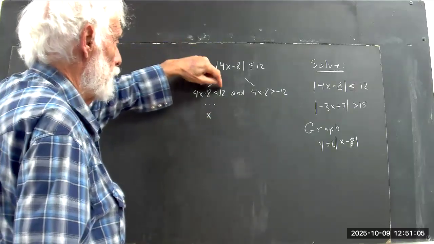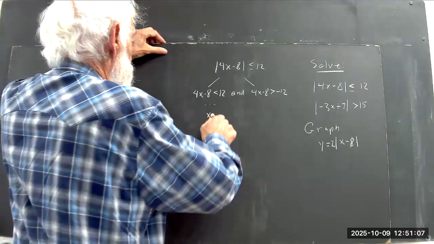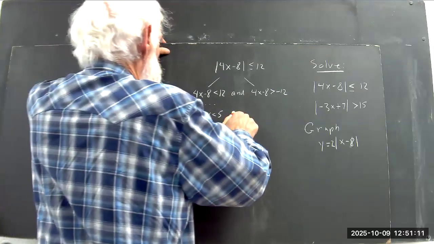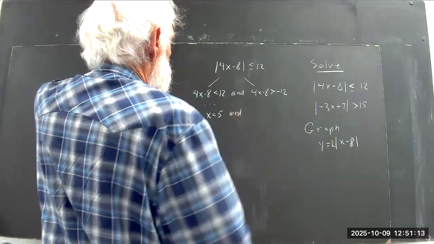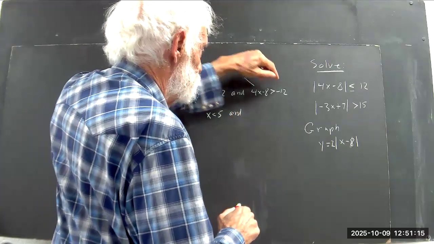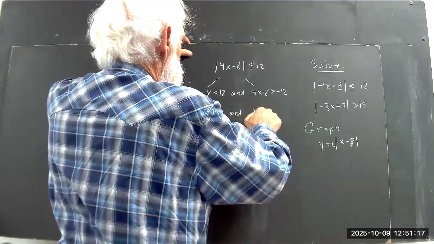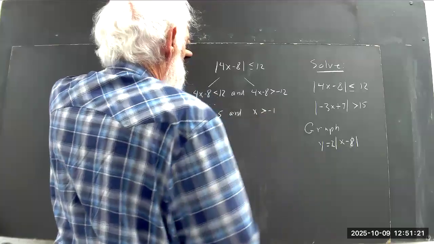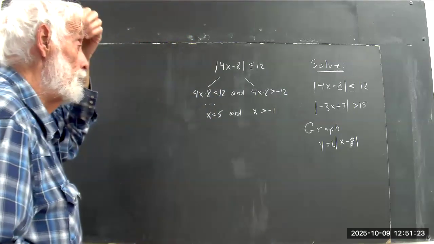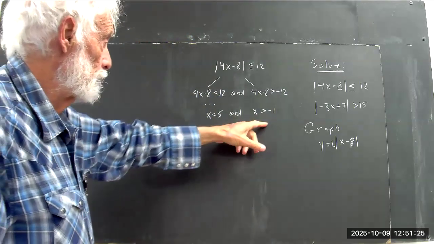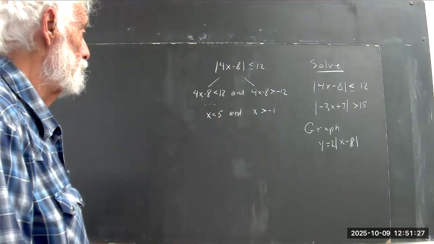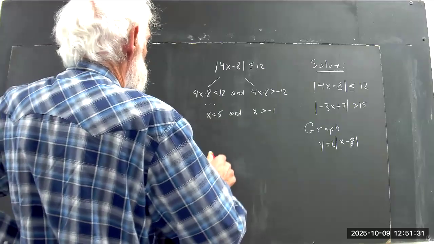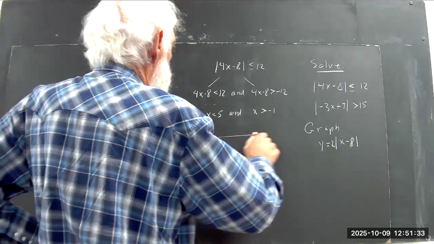We get what? We add 8 to both sides, we get 20, we get x less than 5. And x greater than negative 1. X is between negative 1 and 5. We can graph that solution.